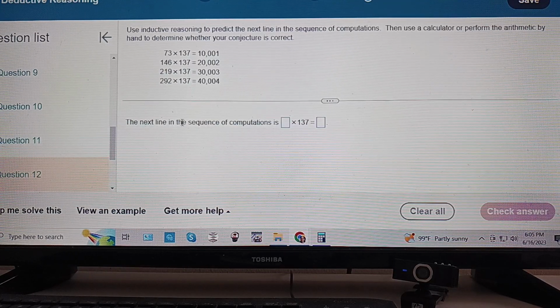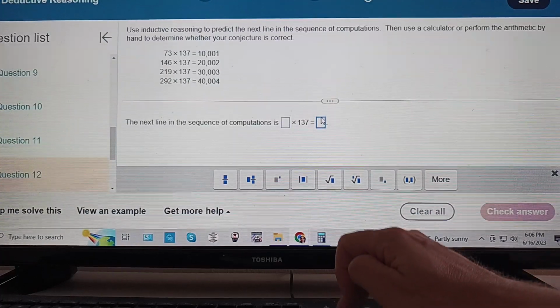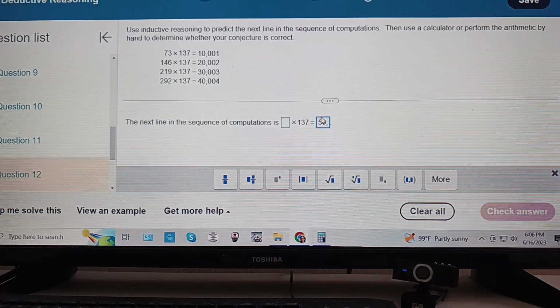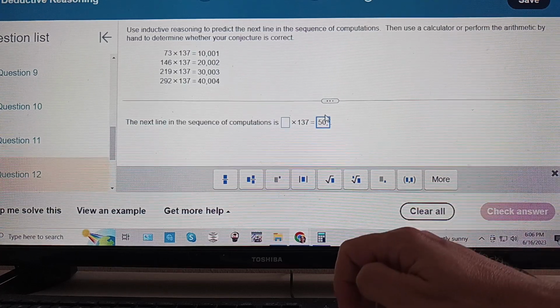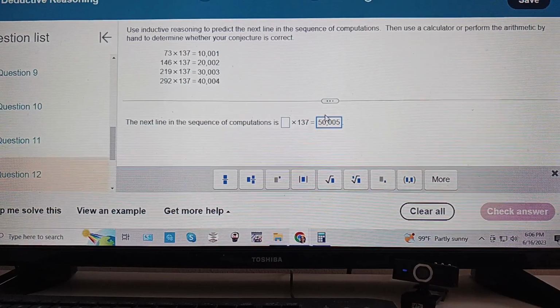Okay, so notice here there's always a 137 in the middle. And they did that part for me because that was so easy. Actually, the right side here is easy to recognize. 10, 20, 30, 40. So I should have 50,000. And then it's 10,001, 20,002, 30,003, 40,004. So mine should be 50,005, my answer.